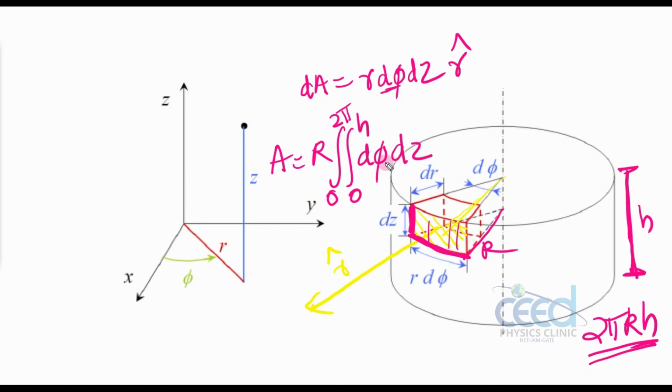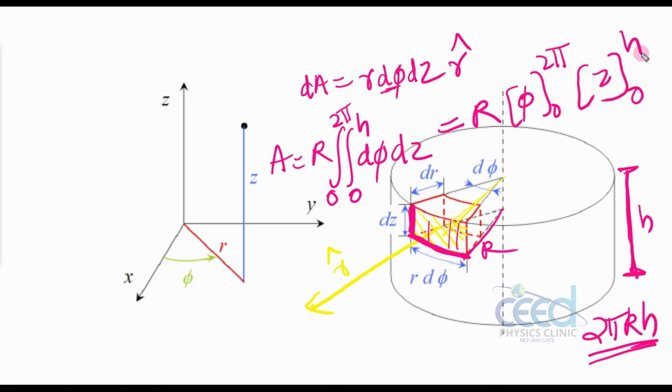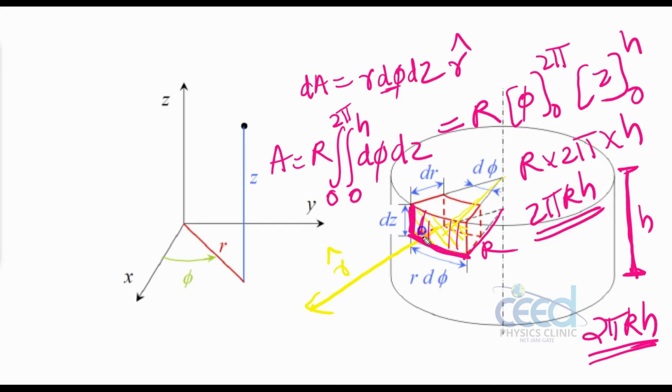Now see, when you integrate this, you will get r into d phi on integration, you will get phi from 0 to 2 pi, and dz on integration you will get z, and its limit is 0 to h, that is r into 2 pi into h. So you have 2 pi rh. Okay, so it is correct. So this areal element on the surface of a cylinder, you can represent like this.